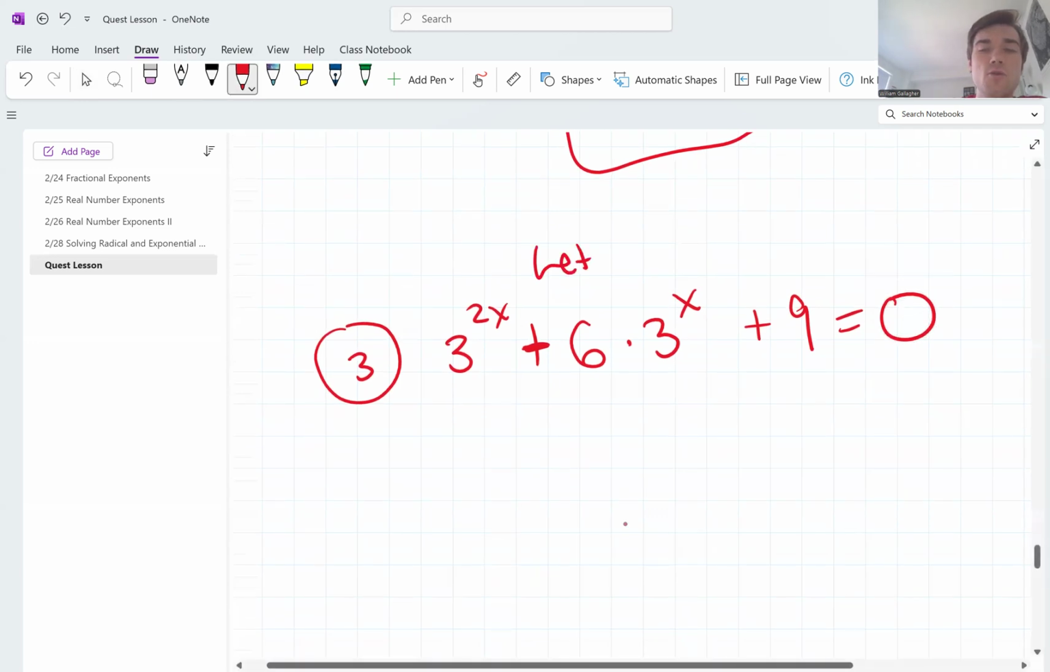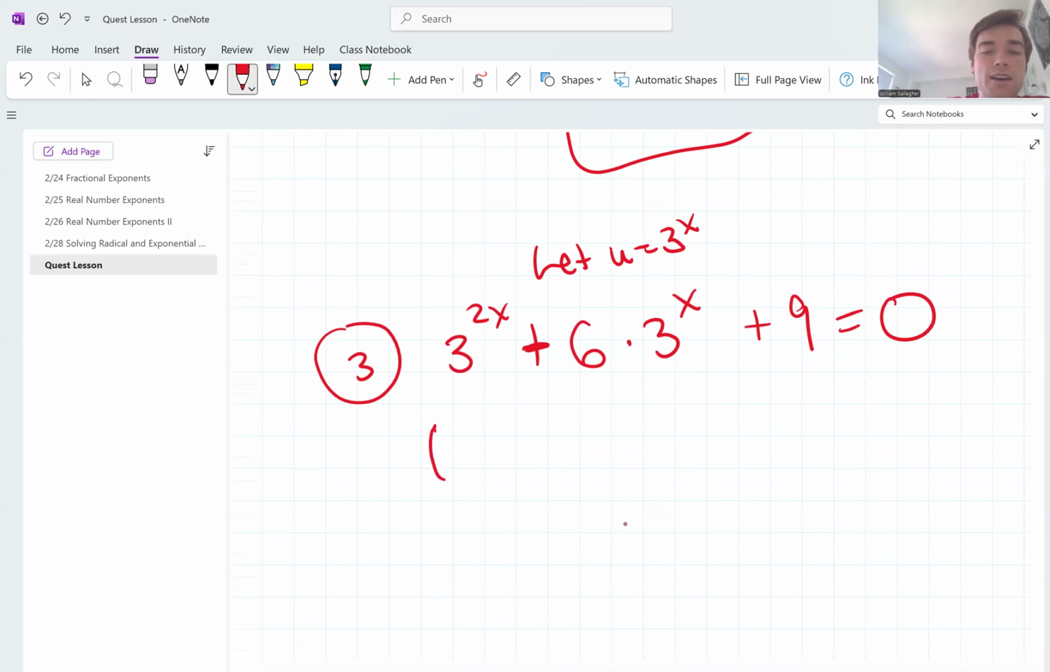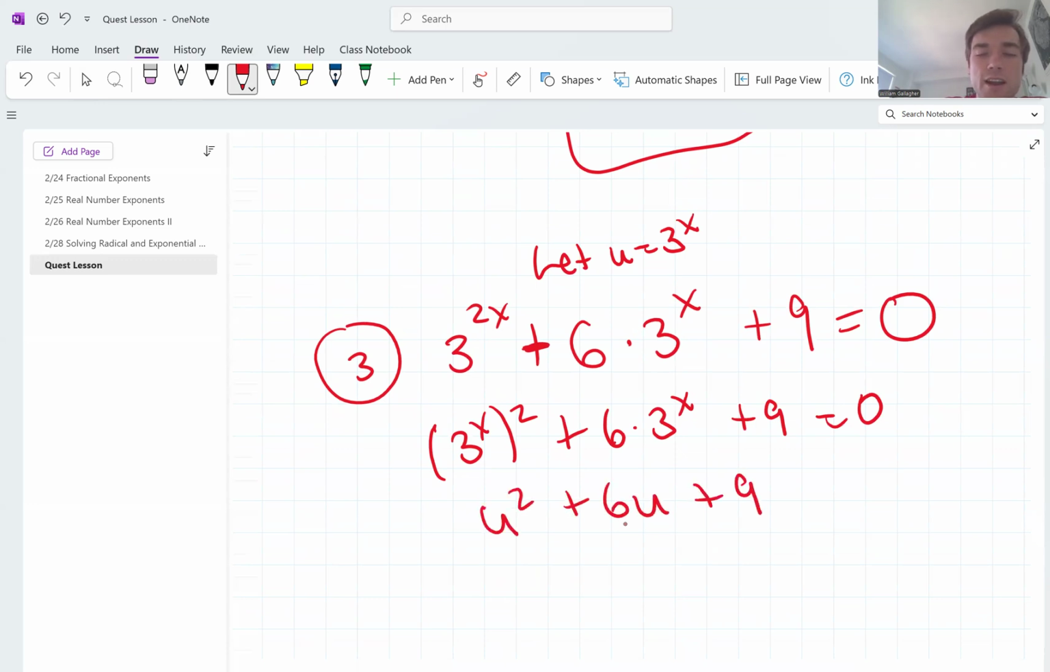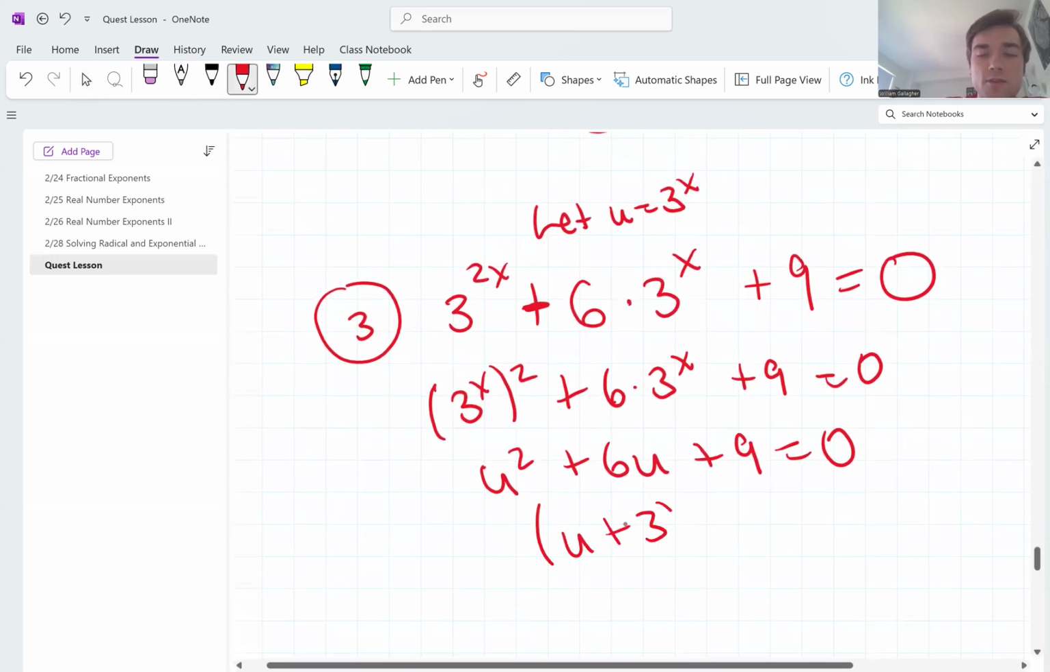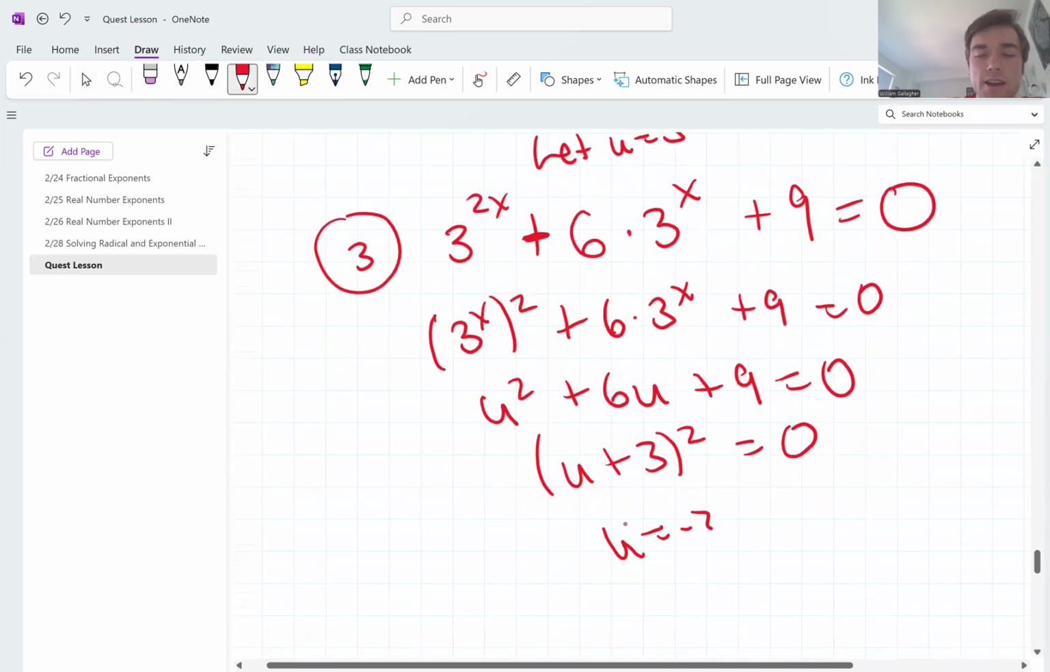So if we let u equal 3 to the x, that's what we want it to be. We should just check our work. I can rewrite 3 to the 2x as 3 to the x squared. And then this is 6 times 3 to the x plus 9 equals 0. And so this is u squared plus 6u plus 9 equals 0. And so we get u plus 3 squared equals 0, and so u will equal negative 3.